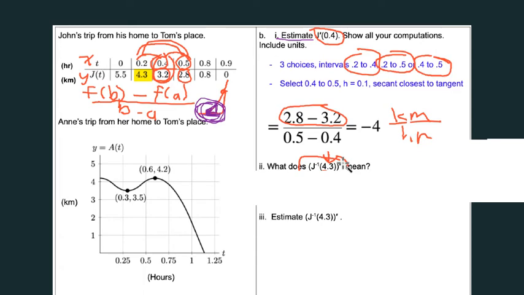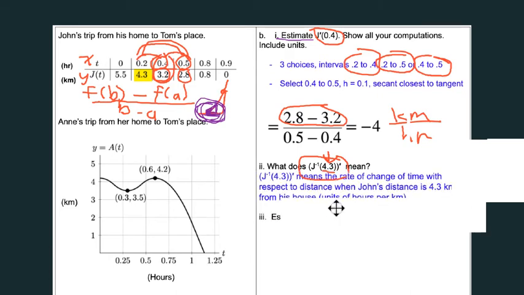And then it's saying, what's the rate of change for J inverse at 4.3? So what does that mean? Let's think about this really carefully. It means a rate of change not of distance with respect to time, but of time with respect to distance. So we're switching x and y. Normally our slope is in kilometers per hour, but the inverse switches x and y. So this is saying, what's the rate of change of time with respect to distance when John's distance is 4.3 kilometers from Tom's house.